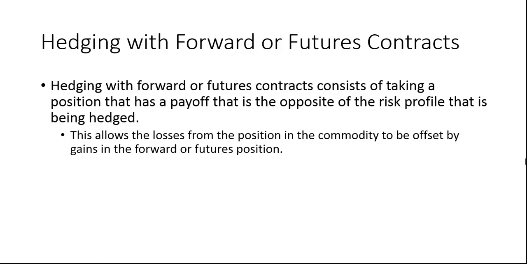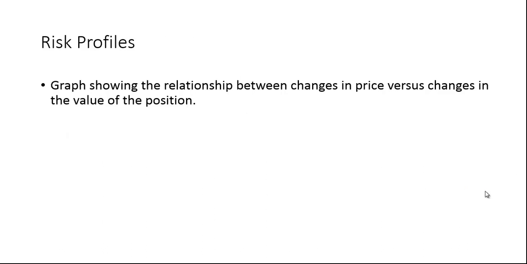In this video, I want to discuss the concept of hedging with forward or futures contracts. Now, hedging with forward or futures contracts consists of taking a position that has a payoff that is the opposite of the risk profile that is being hedged. This allows the losses from the position in the commodity to be offset by gains in the forward or futures position. In order to understand that concept, let's take a quick look at risk profiles.